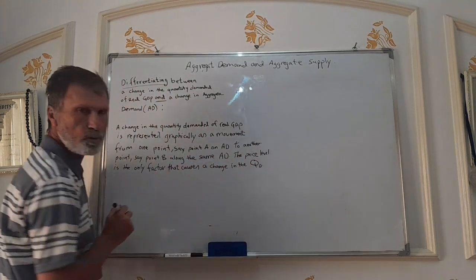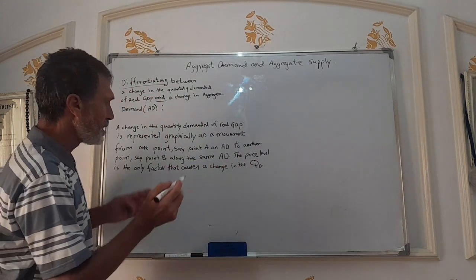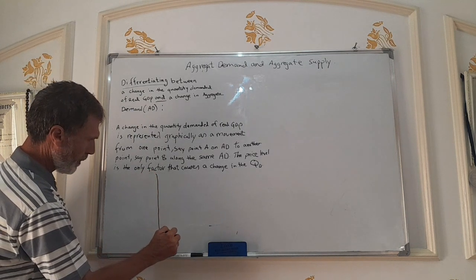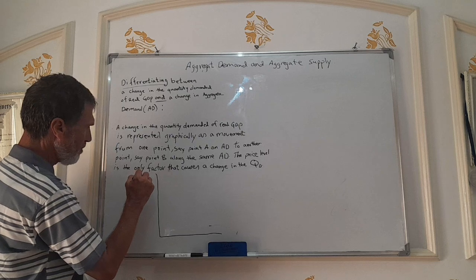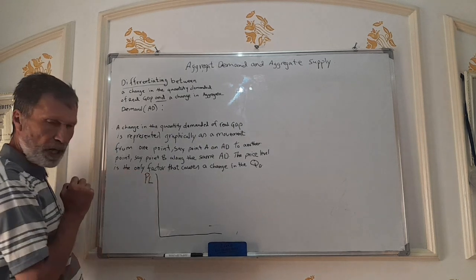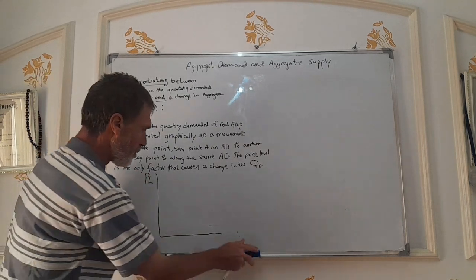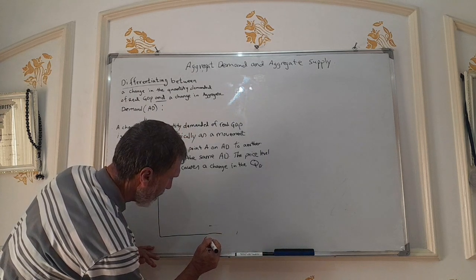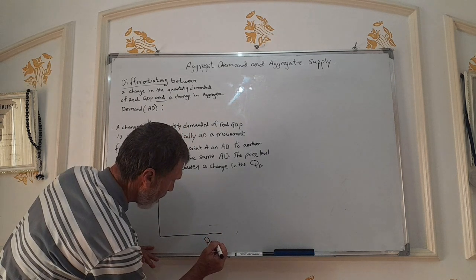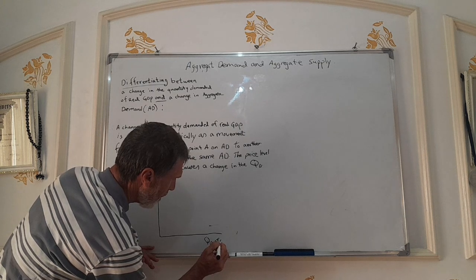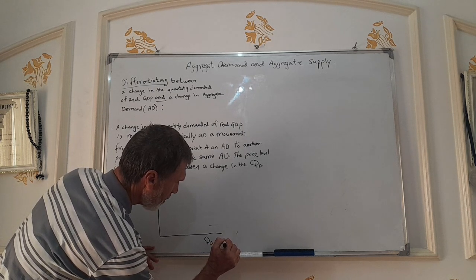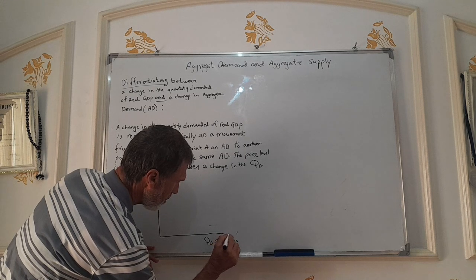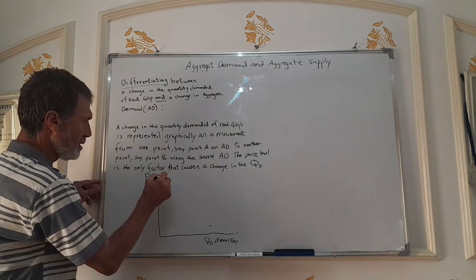QD, quantity demanded. So, for instance, graphically, as you can see, we have the price level, PL, of course, and here we have the quantity demanded of real GDP. Okay, and this is the aggregate demand.